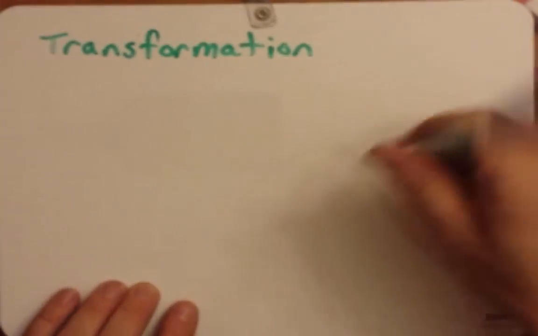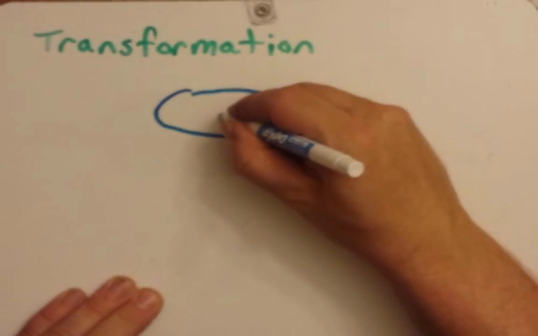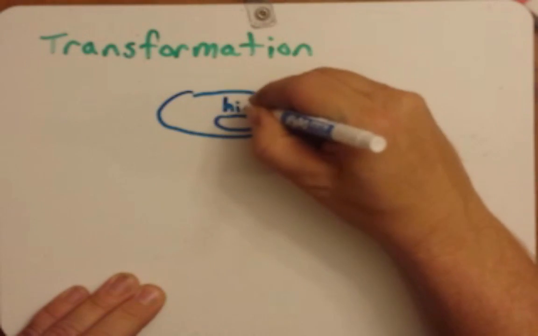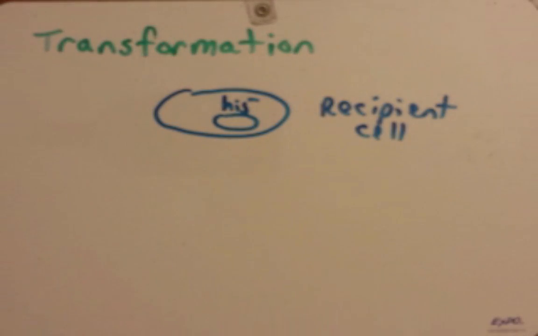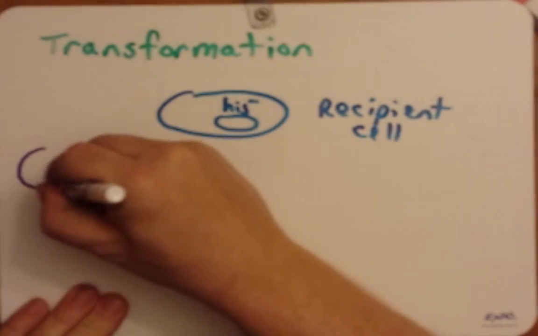So let's start off with an E. coli cell. We'll draw it like so, and let's draw the genome inside of it. This time we'll pick a different amino acid gene, and let's say it's His minus. This is going to be a recipient cell. If this cell is going to become His plus without coming in contact with another bacteria, say through conjugation, and there are no bacteriophage around, how's it going to do it? With any given community of bacteria, you may find some cells that are His plus.